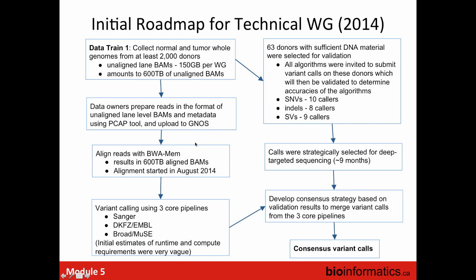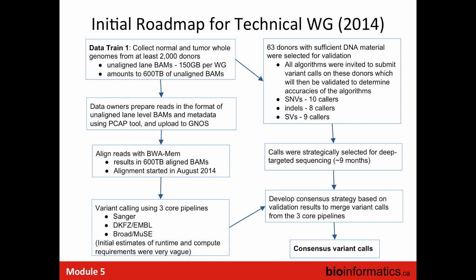Out of the 2,000 donors, we picked out 63 donors. They were picked because they had sufficient DNA for validation and also because of the material transfer agreement that a sample from one country can go to another country for sequencing. So with these 63 donors, we did the deep targeted sequencing. It actually took 9 months to do because it took time to strategically pick the variants for validation. You cannot validate every single one of them. So they need to be picked out, and then a panel had to be designed, and it simply took 4 months to order a panel before we could actually sequence in the lab and do the analysis and get the data back.